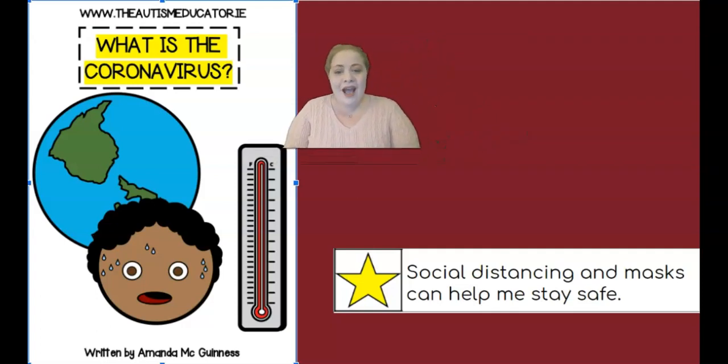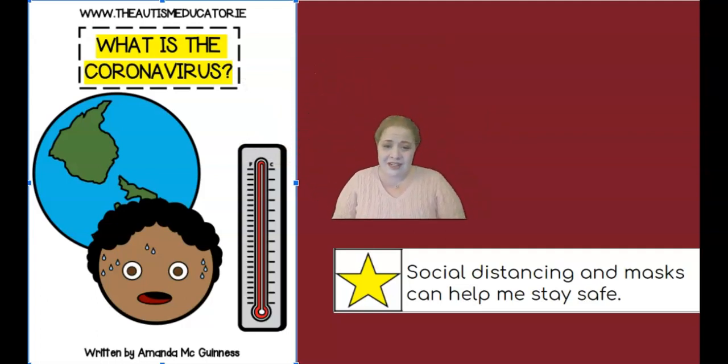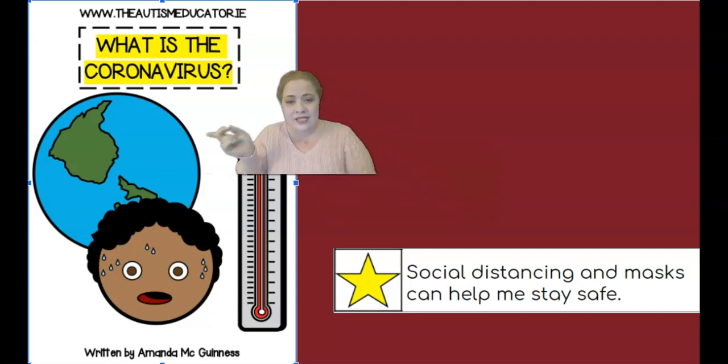If we look at the front cover, we can make some inferences about what our story will be about. I see a little boy and he is sweating. I see a thermometer and it seems like the temperature on the thermometer is high. I also see a globe or the world.